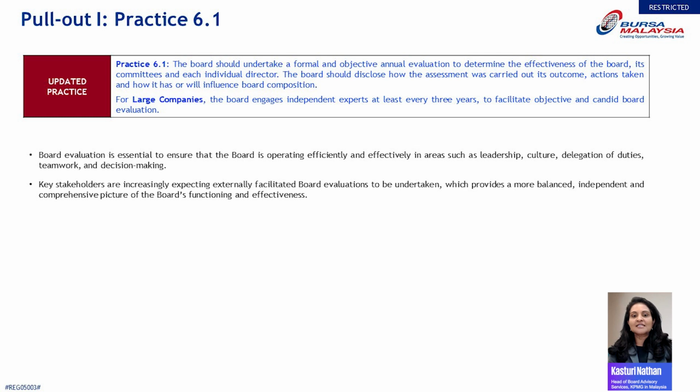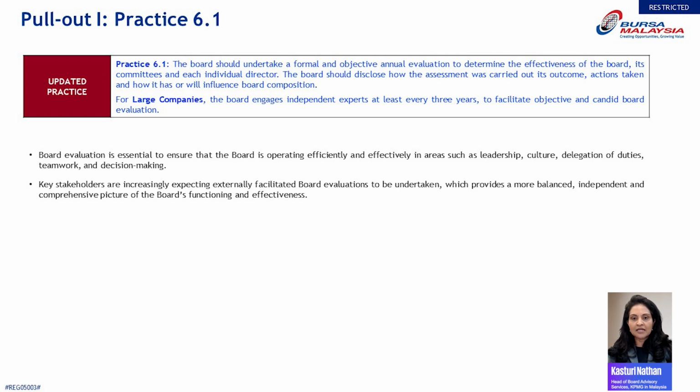Board evaluation is an essential process for the board to examine itself to ensure that the board is operating efficiently and effectively. It has become an increasingly important element to measure and improve board performance in areas such as leadership, culture, delegation of duties, teamwork, and decision-making. Moreover, it is an essential exercise in ensuring that dynamics on the board is healthy.